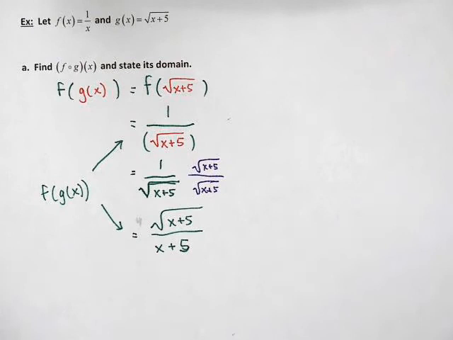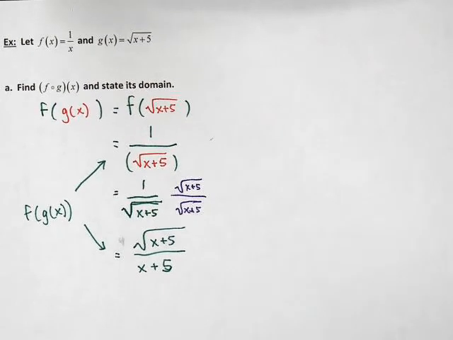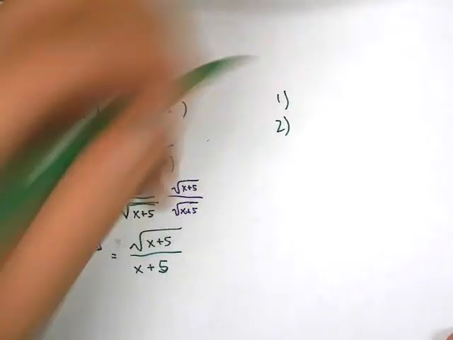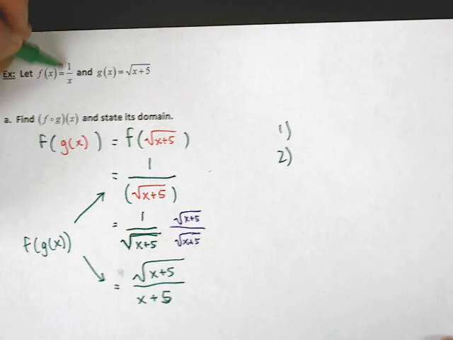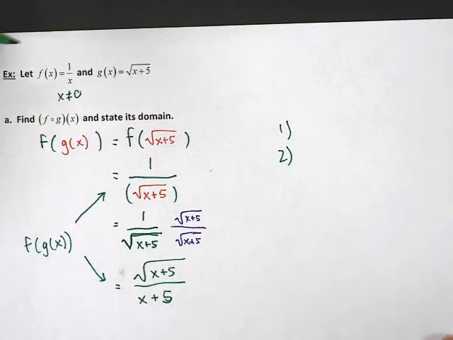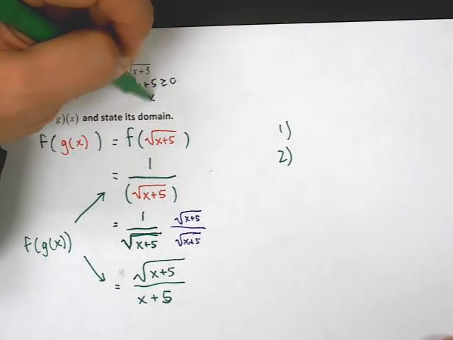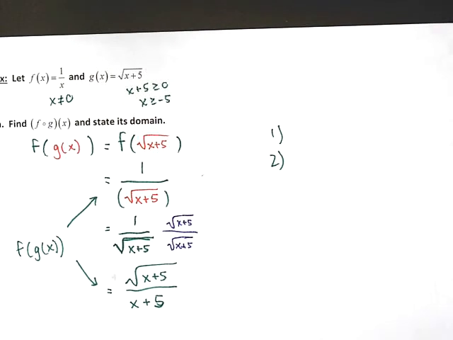Now, we want to also get its domain, so we're going back to that two-step idea. 1 and 2. And really, guys, what I'm going to ask you to do first, figure out what the domains are individually. So this one's nice and easy. X cannot be 0. Here we have x plus 5 must be greater than or equal to 0, or x must be greater than or equal to negative 5. Okay? So let's take a look.